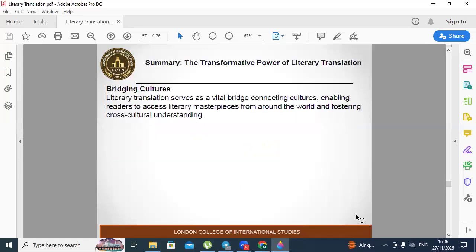Now let's go to the summary. The transformative power of literary translation, bridging cultures. Literary translation serves as a vital bridge connecting cultures, enabling all readers to access literary masterpieces from around the world and fostering cross-cultural understanding that's increasingly essential in our globalized world.